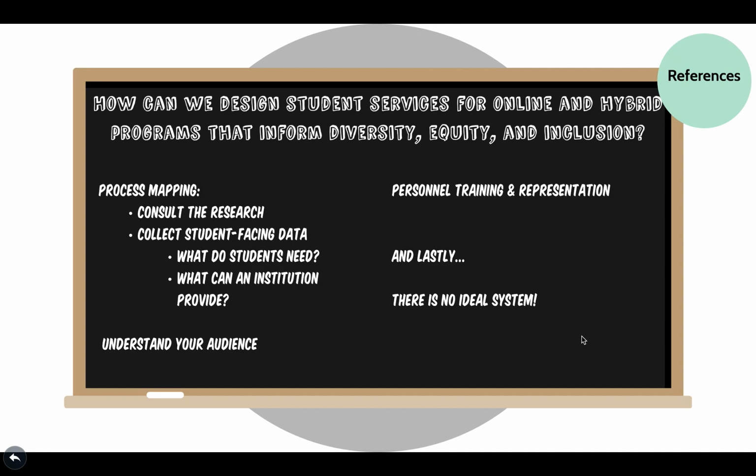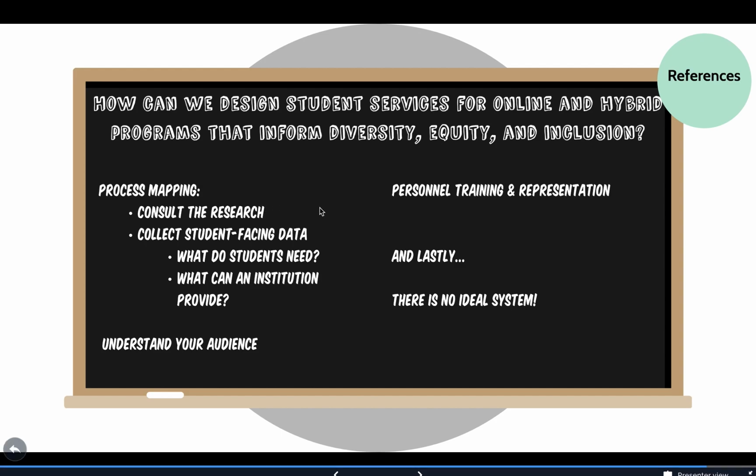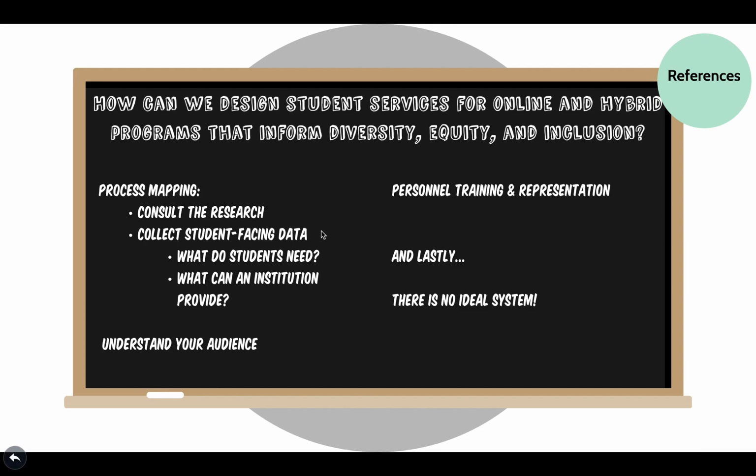Some of the key takeaway points for this presentation are, first off, the process mapping end of it. How research and student-facing data inform our current frameworks and our explorations of future iterations. It's important to consult research and to consult student-facing data about what students need and what an institution can provide. It's also important to know your audience, the audience being the student body being served by this framework or model. This factors into the training of personnel and the identities reflected on any administrative or student services providing team.